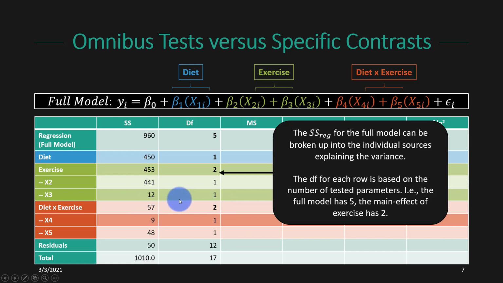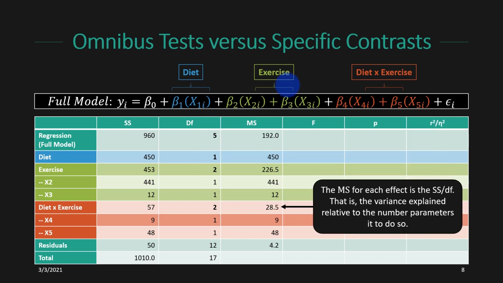Similarly, for the diet by exercise interaction, that requires 2 contrast-coded predictors. So there's going to be 2 tested parameters there. And we'll get a total amount, and we can say, overall, is there a statistically significant interaction? But then we can drill down a level further to say, what about the linear interaction versus the quadratic interaction? Because each of these are made up of multiple contrasts, they're going to have increased degrees of freedom here, whereas for the effect of diet, that only takes 1 variable, so we just need the 1 variable there.